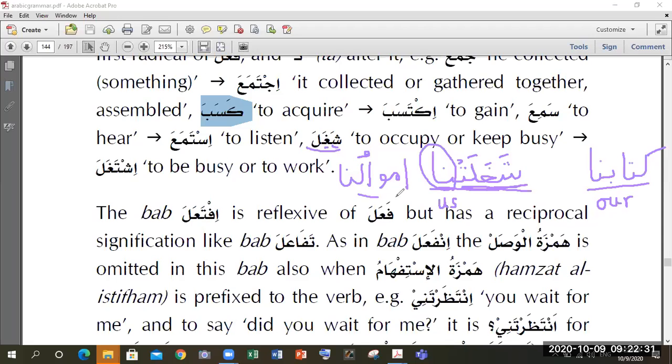Now here we see amwalu. There is a dhamma that shows that this is a subject. Remember, a subject always carries it. And this is the plural of mal. What does mal mean? Wealth, right? Wealth or property or anything, any of your belongings. Belongings will come under mal.